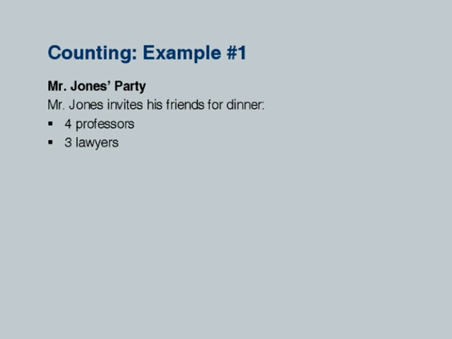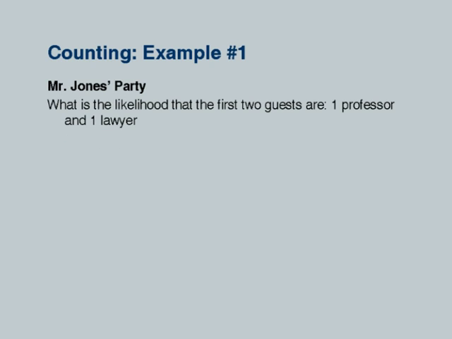So, here we discuss a party where a person, Mr. Jones, say, invites his friends for dinner, and 4 are professors, and we don't distinguish between professors, and 3 are lawyers. The question is, what is the likelihood that the first 2 guests are one professor and one lawyer? And we don't bother about the order, who comes first and who comes second. We just say that of the first 2, one has to be a professor and the other one has to be a lawyer.